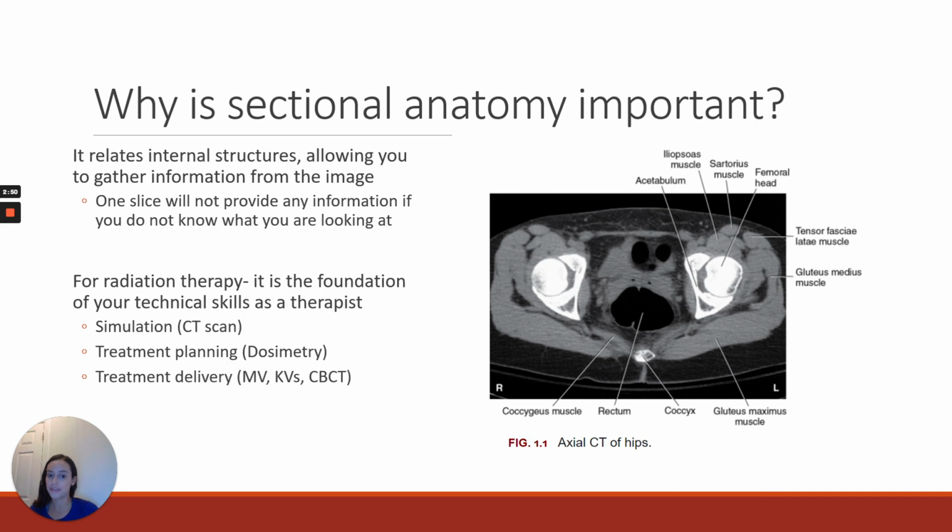You need to be able to gather information from that image in order to really know if, first of all, the target is aligned, if the structures that want to be protected are not falling into the treatment field, and whether or not you need to go in there and reposition the patient in order to achieve those goals.